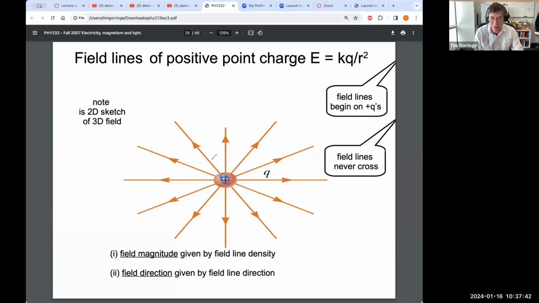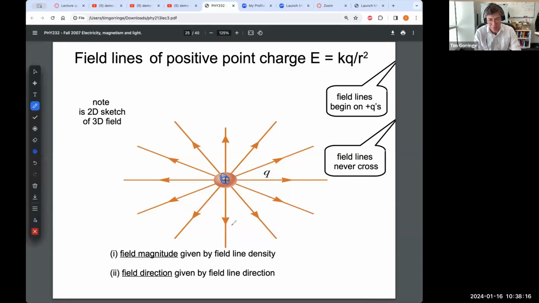Now, the key thing about field line sketches is that the magnitude or the strength or the size of the field is given by how closely packed the field lines are. So look, close to the charge, the field lines are closely packed. And so that's a region of strong electrical field in here. Far from the charge, here's further from the charge, the field lines are weakly packed. So this is a region of much weaker electrical field where the field lines are loosely packed. So that's the magnitude of the electrical field from the field lines.